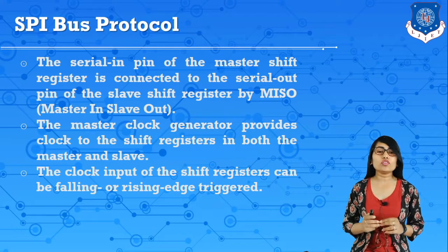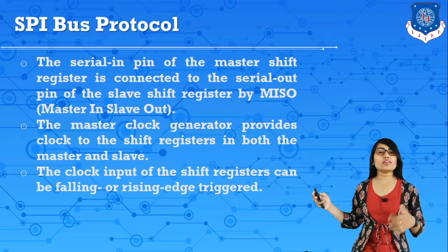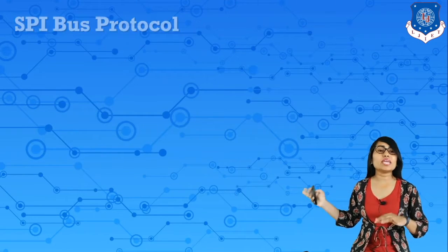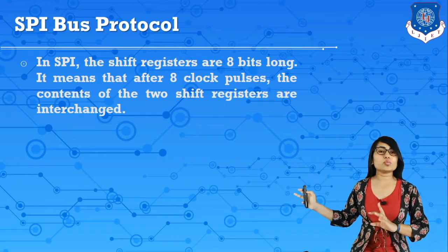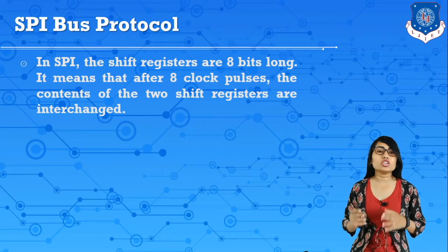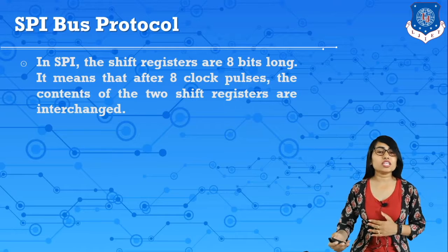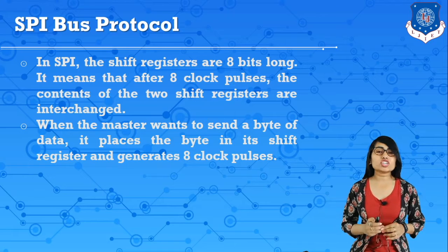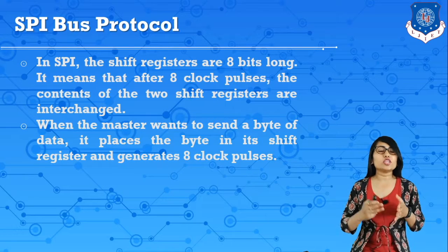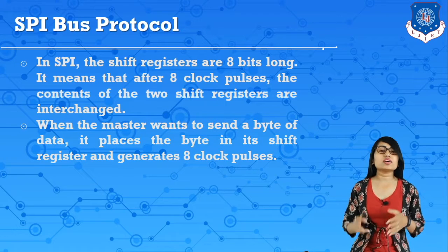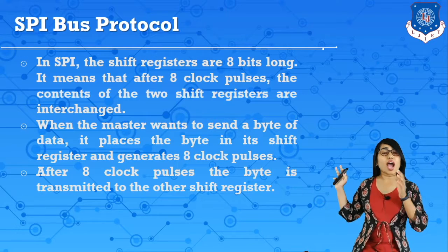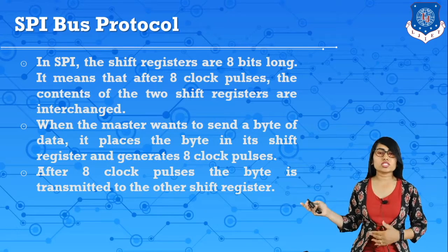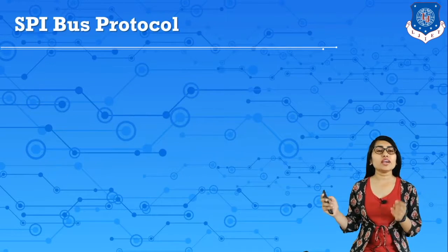The master clock generator provides the clock to the shift registers in both the master and slave. The clock input of the shift register can be a falling or a rising edge trigger. Depending on that, either master or slave will be active, and the SPI shift registers are 8 bits long. It means that after 8 clock pulses, the contents of the 2 registers are interchanged. When the master wants to send a byte of data, it places the byte in its shift register and generates 8 clock pulses. After the 8 clock pulses, the byte is transmitted to the other shift register.